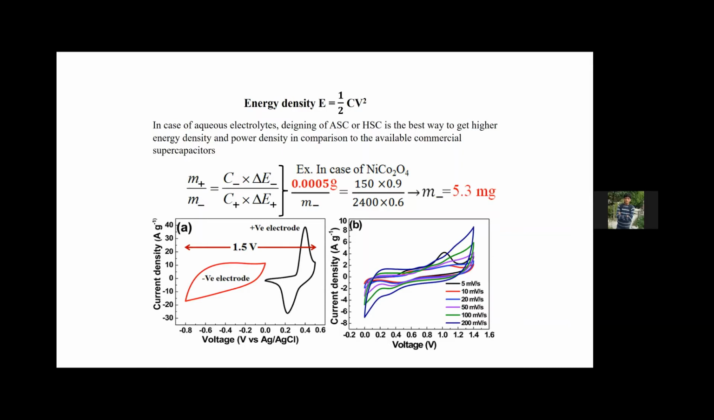But for the symmetric devices, because both electrodes are the same material, it shows the same specific capacitance values. So for the symmetric devices, there is no requirement of the charge balance. So we can just assemble it and make it supercapacitor devices.